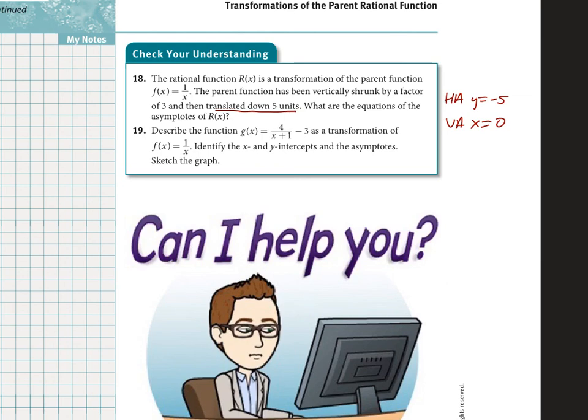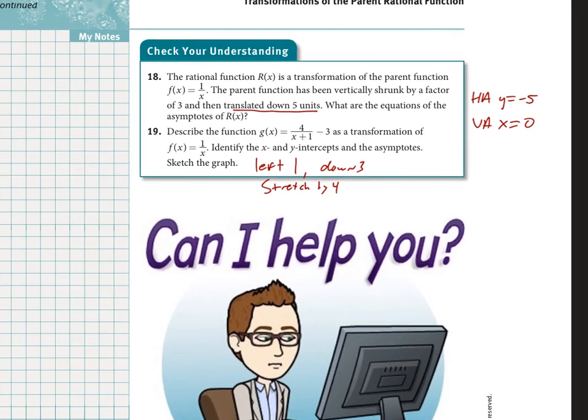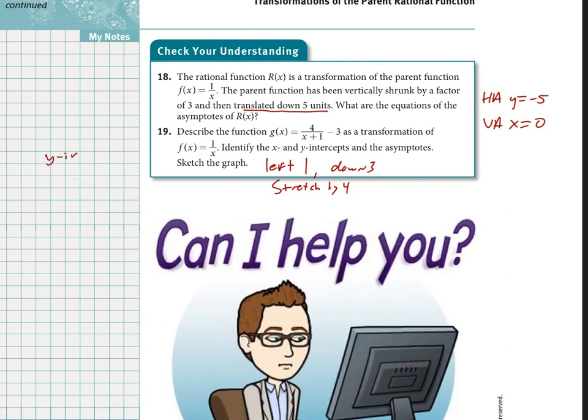And then finally on 19, can you just look at this and describe those transformations? Yes, I can. And that's going to be, of course, left 1, down 3, and a stretch by 4. And again, how do I find the x and y intercepts? If I'm finding my y-intercept, that's f of 0. So I just plug in 0: 4 over 0 plus 1 minus 3. So that's 4 minus 3, or 1. So (0, 1) is my y-intercept.